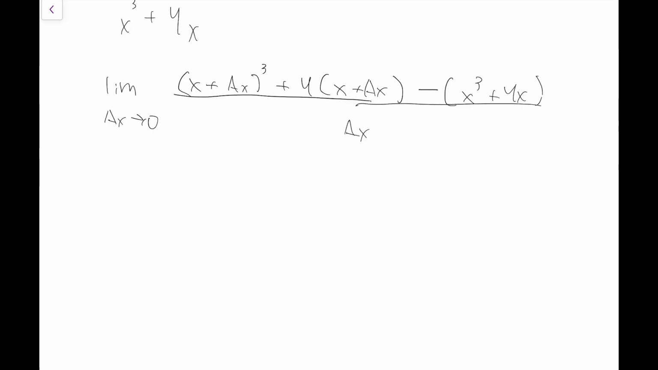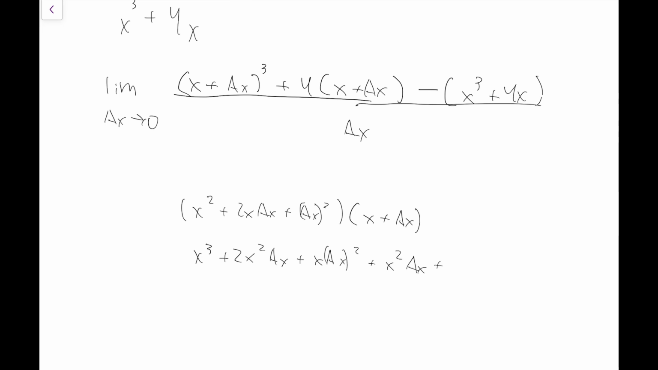So now we're going to have to FOIL out that cubic function. So that would be x squared plus 2x delta x plus delta x squared. So as you can see, what I just wrote down is x plus delta x squared, as if it was FOILing by itself. But now since it's cubed, we have to also FOIL all this by x plus delta x again. So this would look like x cubed plus 2x squared delta x plus x delta x squared plus x squared delta x plus 2x delta x squared plus delta x cubed.